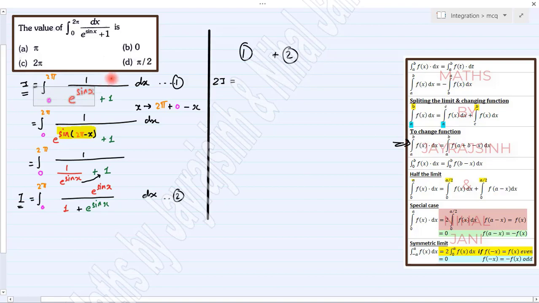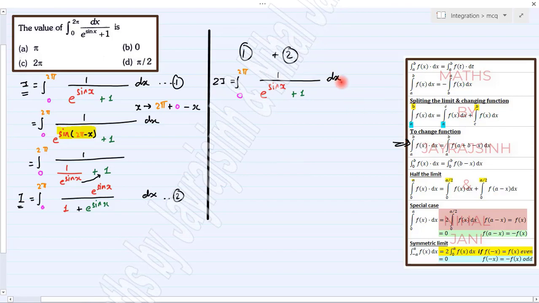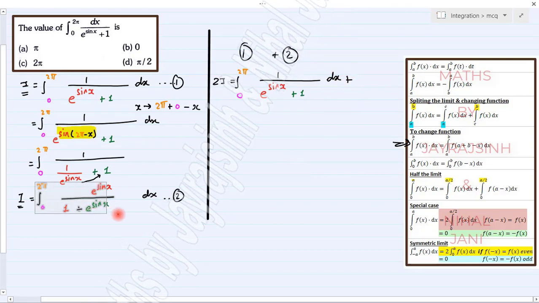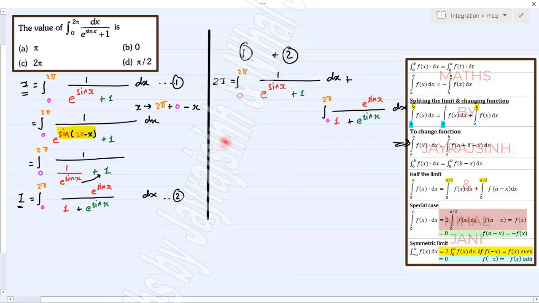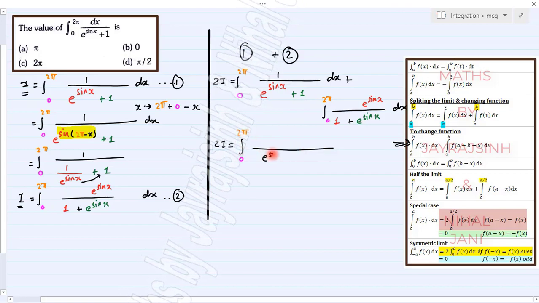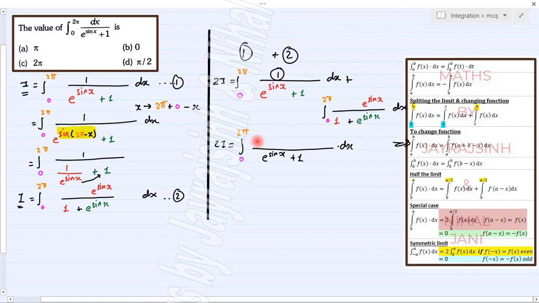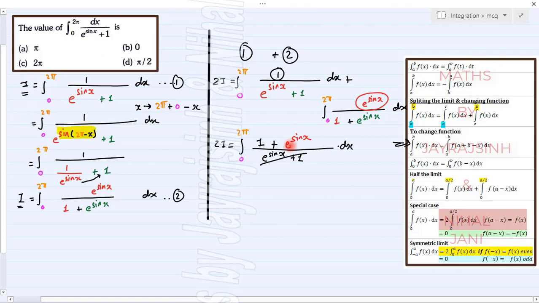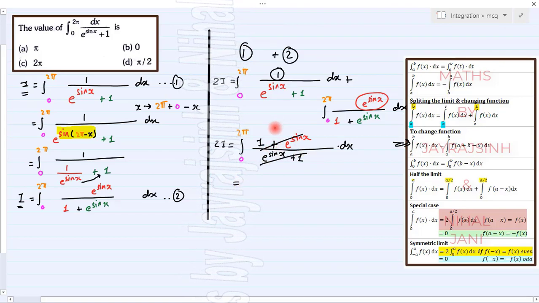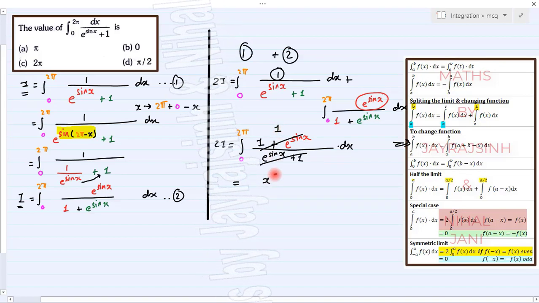And on the right hand side, the first equation is 1 upon e raised to sin x plus 1, plus the right hand side of the second equation should be moved over here. Now, the denominator and limit will be same, and we just have to add their numerators. In first numerator we have 1, and in second numerator we have e raised to sin x. So here we have e raised to sin x plus 1 in numerator as well as denominator. So they will be cancelled out, and we just have to integrate 1, which is x.